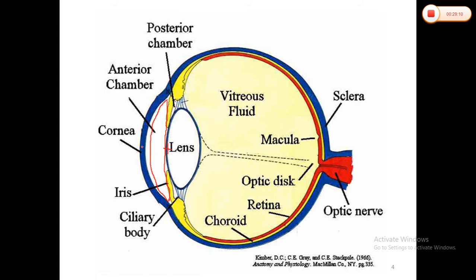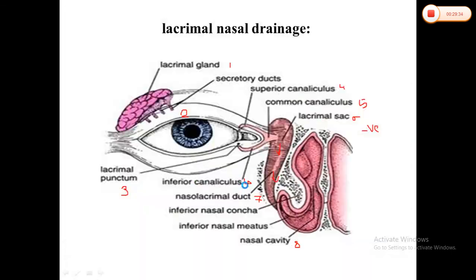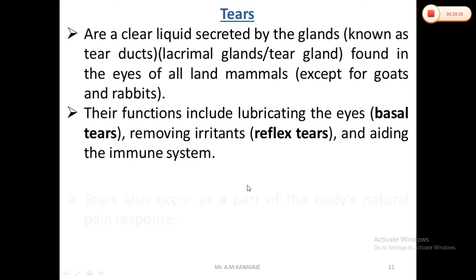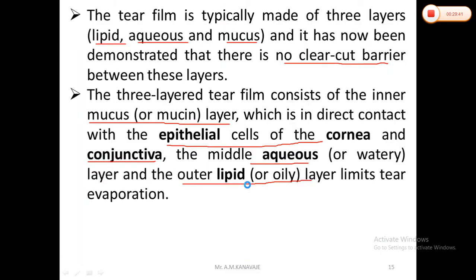The light travels from the cornea to the lens, and the pupil is present, see the iris. Whenever light passes through the pupil, as we already discussed, in the anterior chamber there is aqueous humor, and here the vitreous fluid is there. So the refraction will be carried out here. We'll discuss in detail the cornea, the tear film and the corneal relationship here.